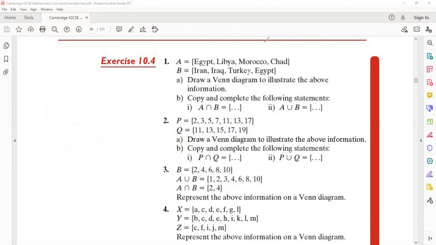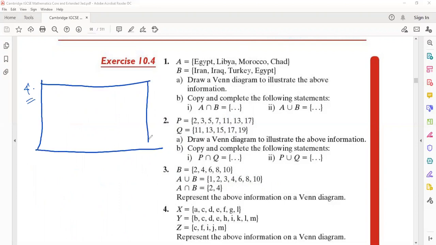I'll go to Arya for problem number 4. Problem 4. Okay, so sir, should I describe which is in which circle? Just let me draw this. Okay. Space. So you are going to describe it.